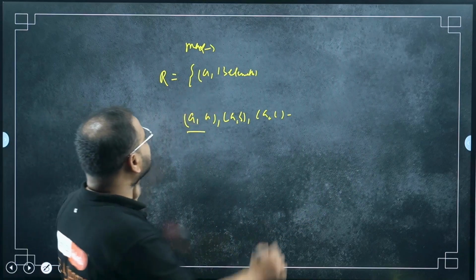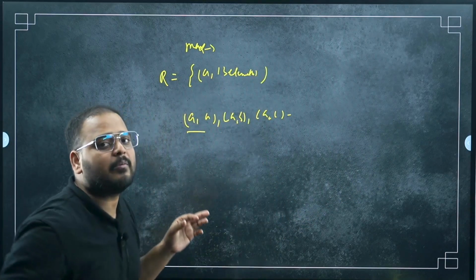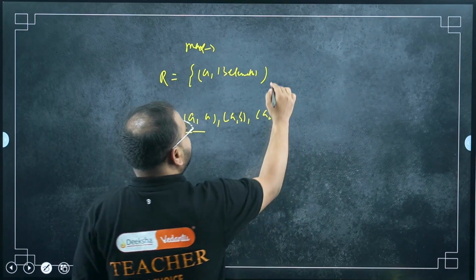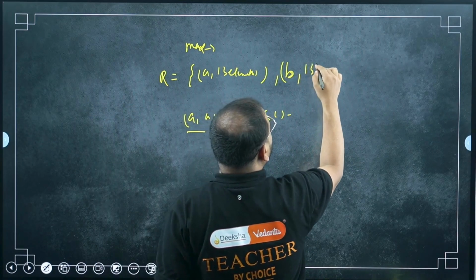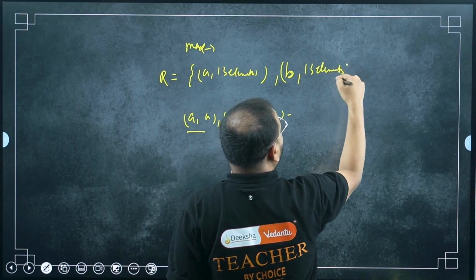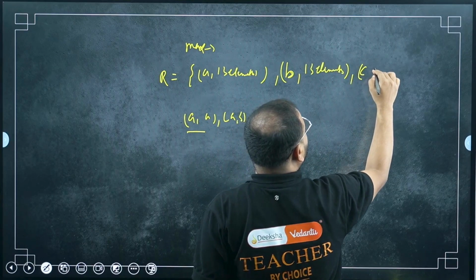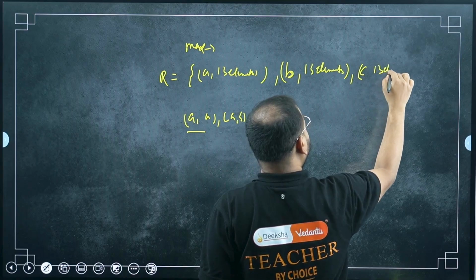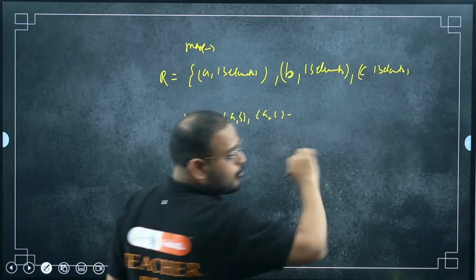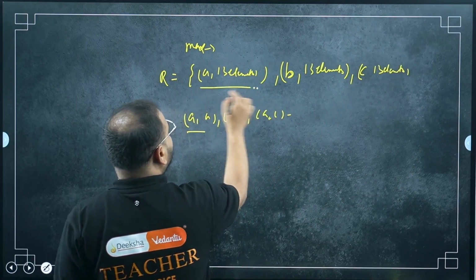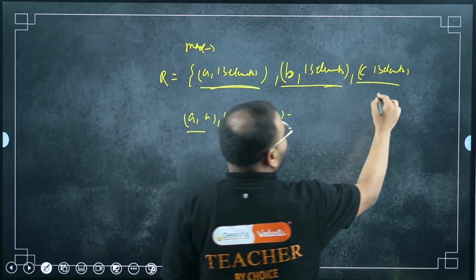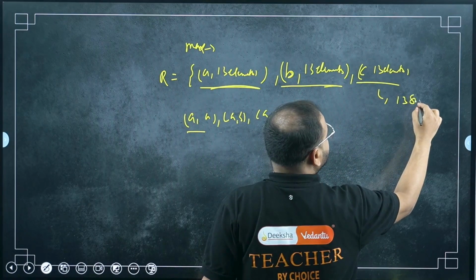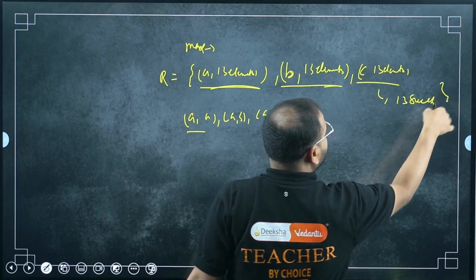So the first element A can combine with how many elements? 13 elements. Same way, B can combine with 13 elements again. Again, C can combine with 13 elements again. Right? And so it will keep going on like this. So I have 13 elements like this, 13 over here, 13 over here. And how many do I have? I have 13 such terms. So I get total what?